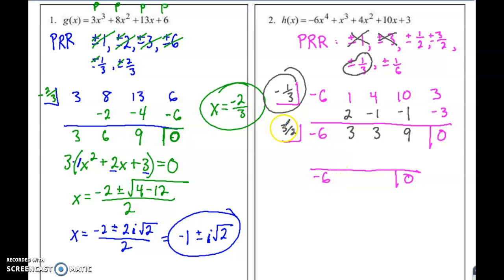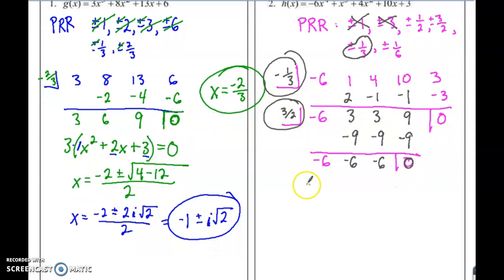So -6 times 3 is -18 divided by 2 gives me -9. Adding down gives me another -6, which is actually kind of nice because it gives me the same value, which is what I need to get 0 as my remainder. So there's our two roots, -1/3, 3/2.